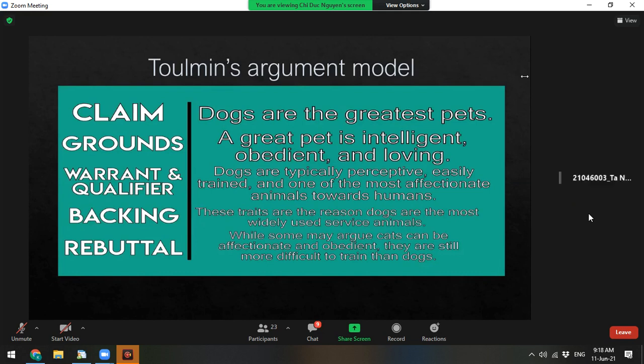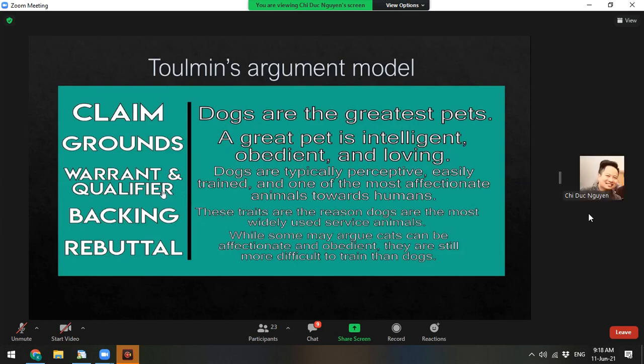Yes, I'm here. So I think that warrants and the qualifier are like examples. Here the writer explained how perceptive dogs are. So it is also like a. Okay. So yes. I think that this sentence is like a connection sentence for the grounds and the backing.